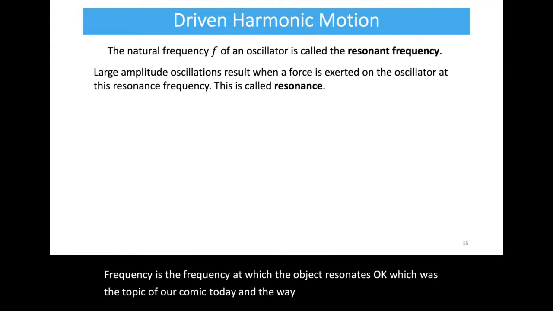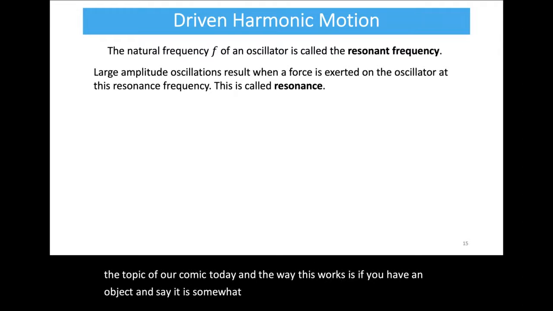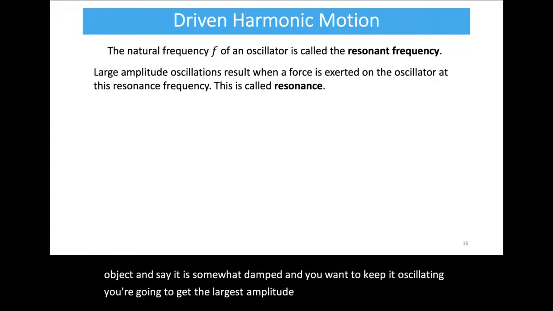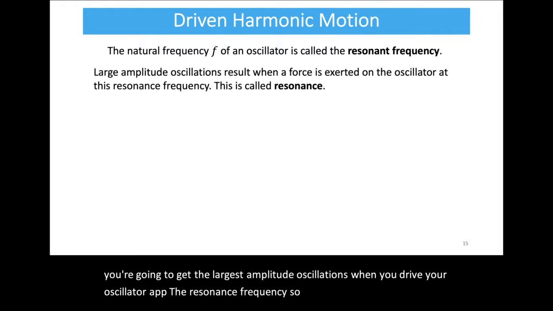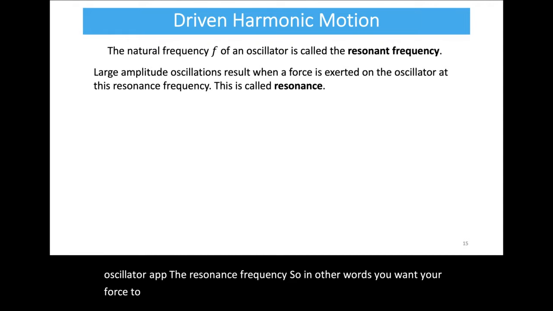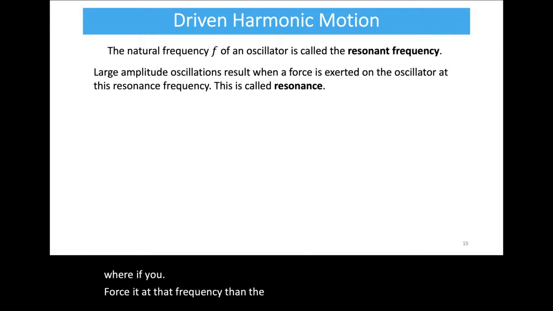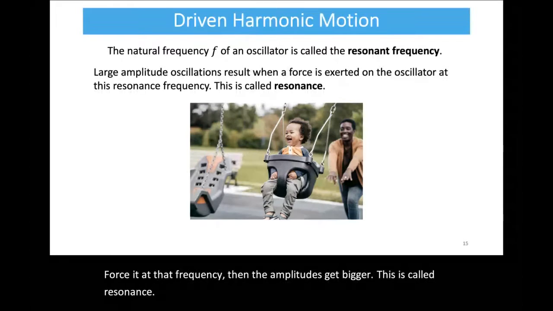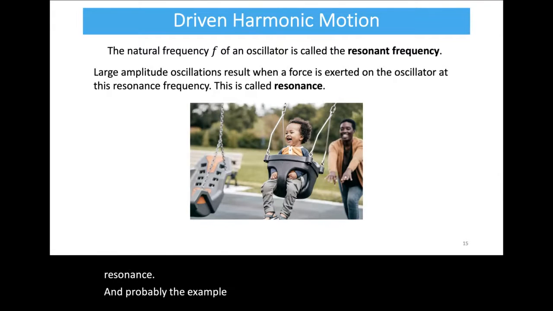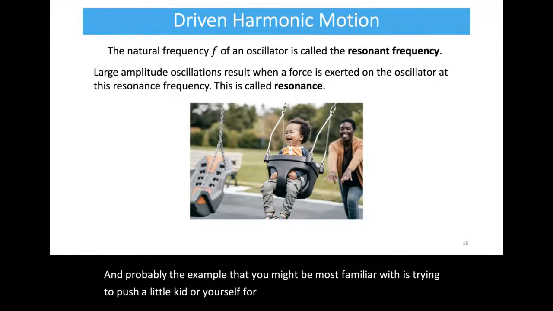The way this works is, if you have an object, say it is somewhat damped, and you want to keep it oscillating, you're going to get the largest amplitude oscillations when you drive your oscillator at the resonance frequency. In other words, you want your force to act at the frequency of the oscillator. This phenomenon, where if you force it at that frequency then the amplitudes get bigger, is called resonance. Probably the example you might be most familiar with is trying to push a little kid, or yourself for that matter, on a swing.